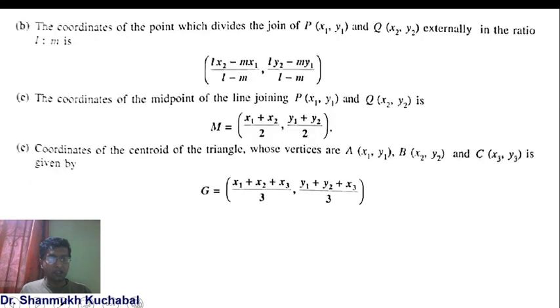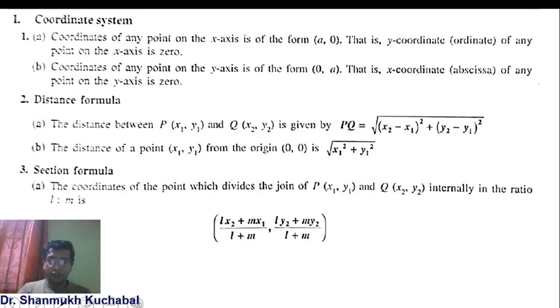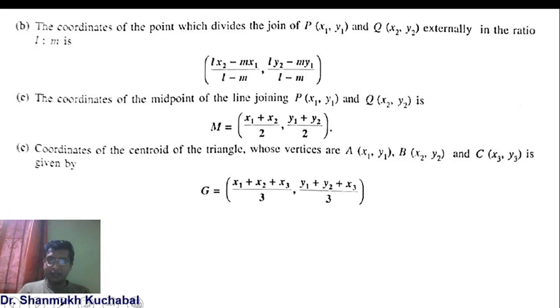Already you have studied it, just it is a revision. Next, the coordinates of the point which divides the join of point P (x1, y1) and point Q (x2, y2) externally: this is the previous formula, but where we had a plus we have to change the sign so it becomes a minus, here also minus. For the y coordinate, similarly we take a minus here. So this is the formula for cutting externally.